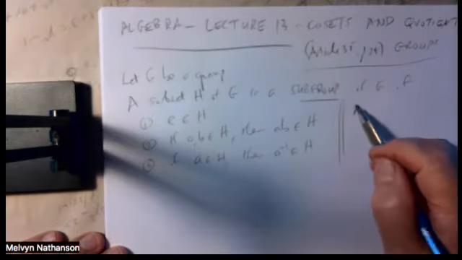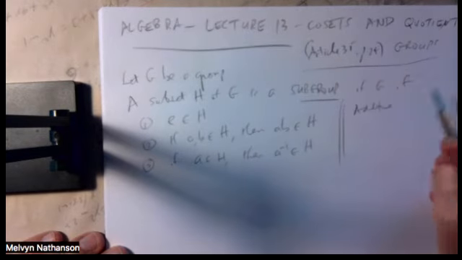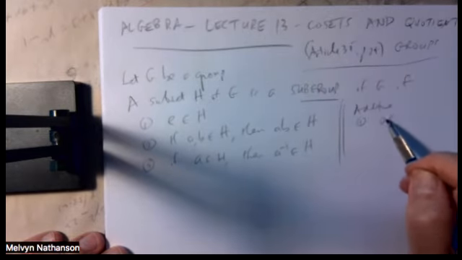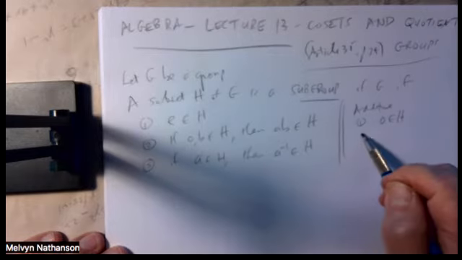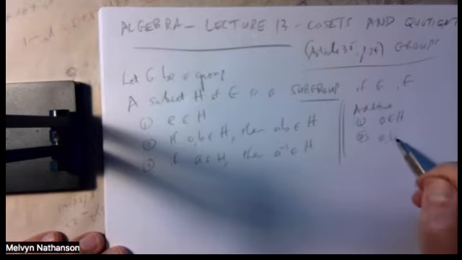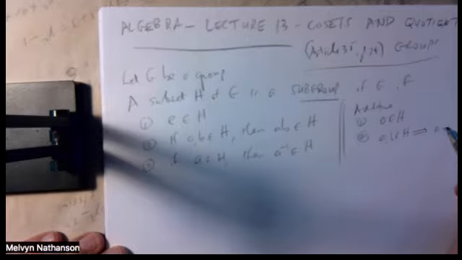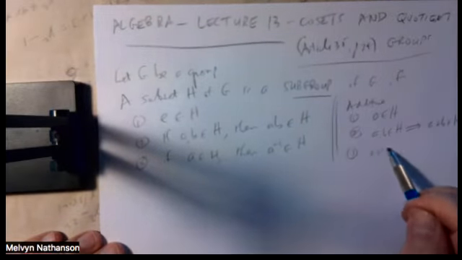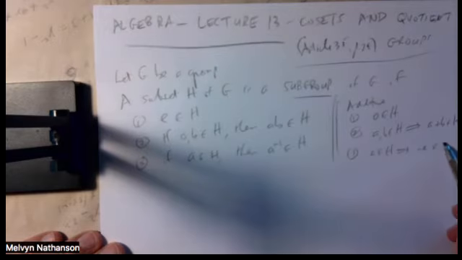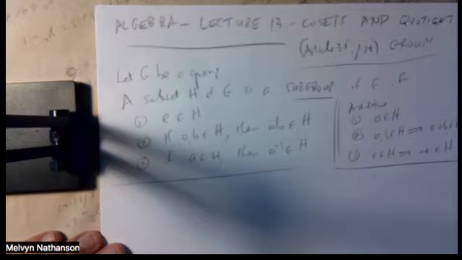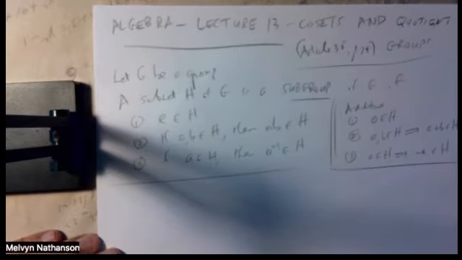If the group is additive, we would say the identity, which we often write as 0 in an additive group, is in H. And if A, B are in H, then A plus B is in H, if the group operation is addition. And if A is in H, then minus A is in H. So this is exactly these three properties translated from multiplicative language to additive language. Okay. Any questions about that?